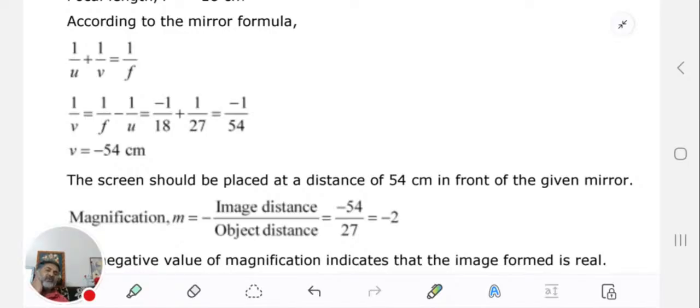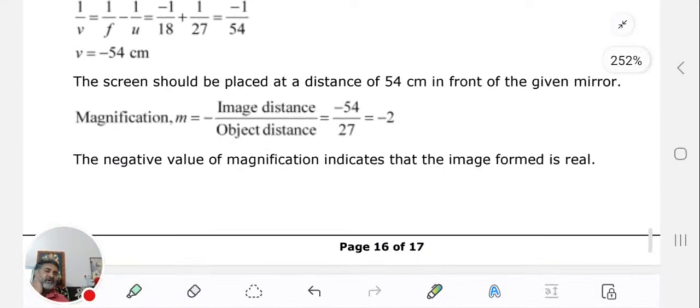So -1/18 plus 1/27. એનો એલસીએમ કાઢતા ફાવે? હા, તો -1/54 એટલે -54 centimeter. The screen should be placed at distance 54 in front of the mirror. Magnification m is equal to minus image distance upon object distance, minus -54 upon 27. એટલે આન્સર આવશે -2. The negative value of magnification indicates the image is real.